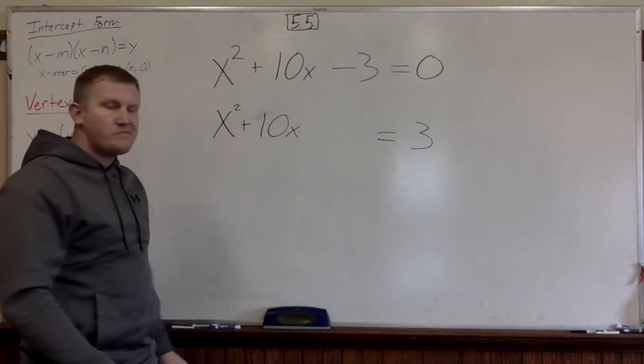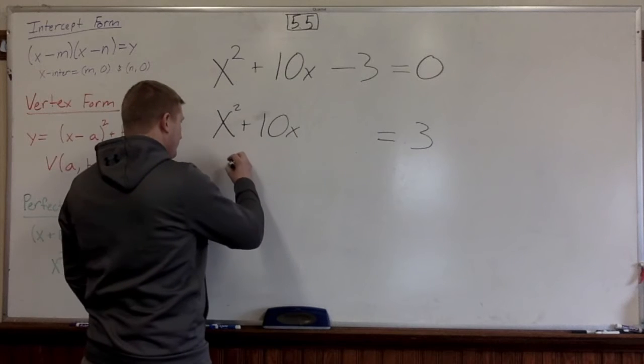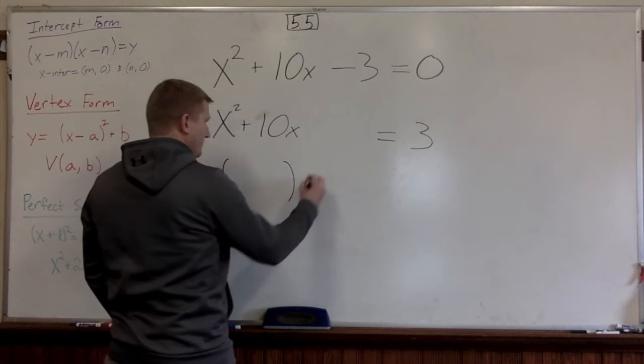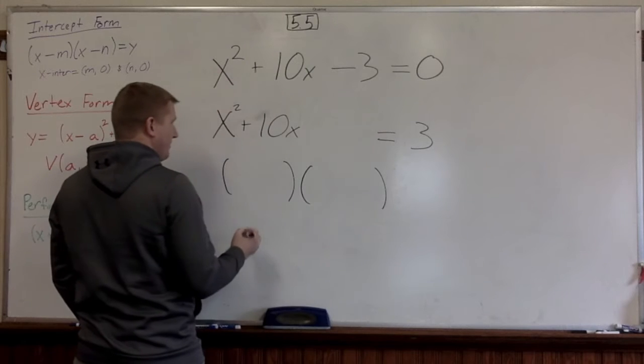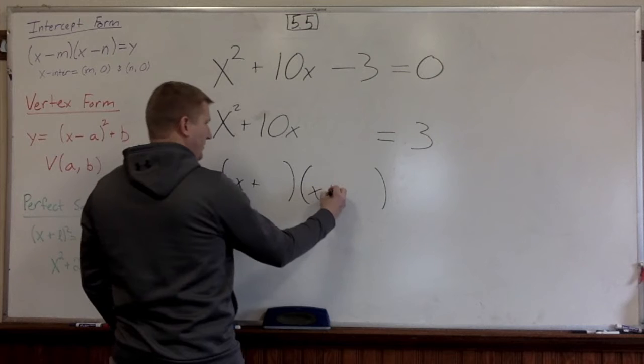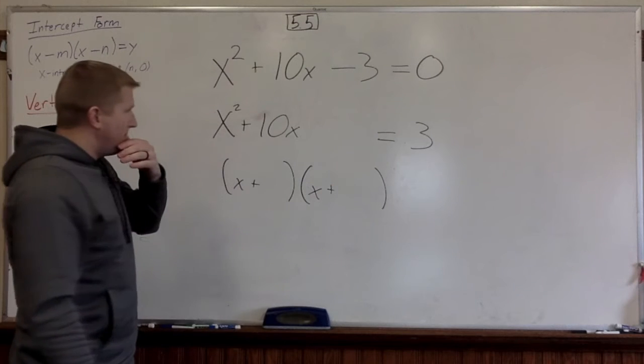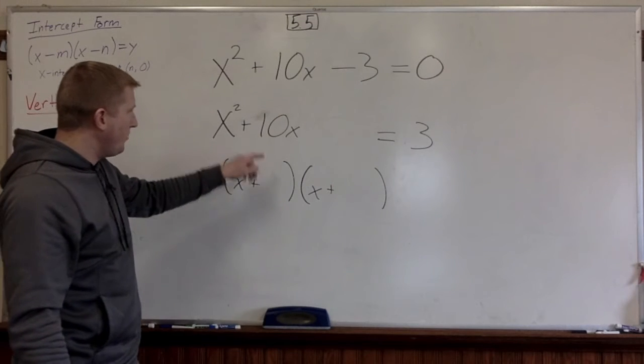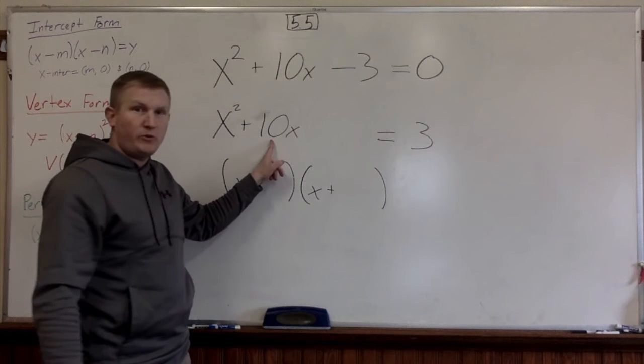Okay. Well, we want these two to be identical. So it would be x here, x here. Since this is plus, we're going to make this plus and this plus. Okay, so the sum of these two numbers has to equal 10.